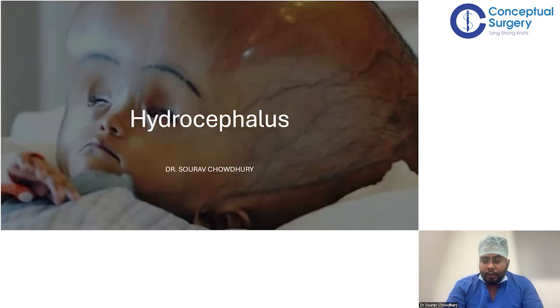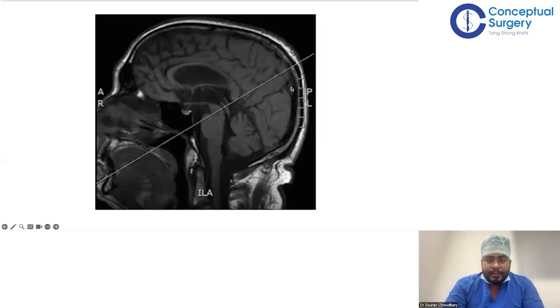So, our topic presently is hydrocephalus, and as we have already seen some basic anatomy initially, we will again try to talk some basic anatomy. This is a sagittal section of the MRI brain. This is a T1 weighted image.